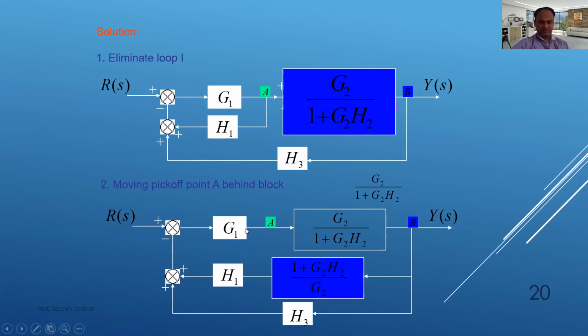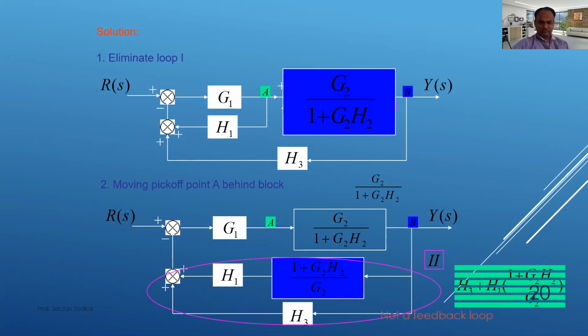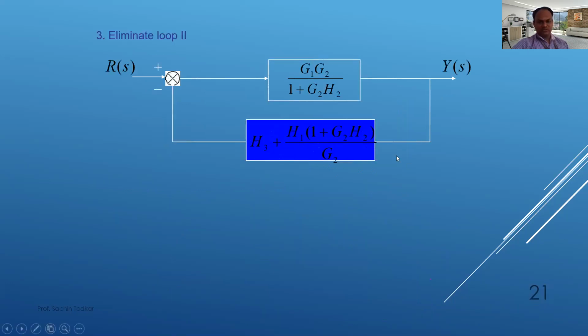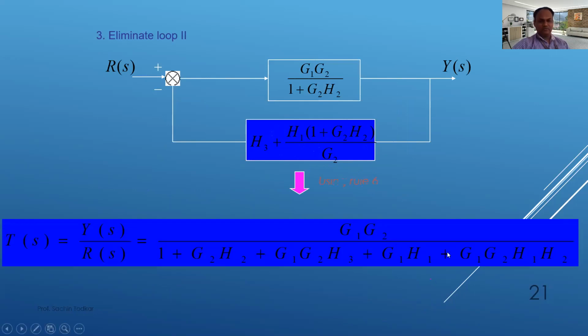So we get here one forward path and one feedback path that we can solve easily, and then we are going to eliminate these with the help of parallel blocks. So this is parallel, it is not a feedback loop, it is a parallel block. So I have added H3 plus H1 into bracket 1 plus G2H2 divided by G2. Now the elimination of loop number 2 will use rule number 6, that is the rule of feedback function.